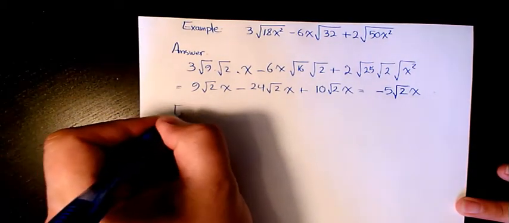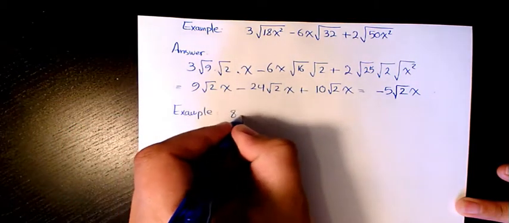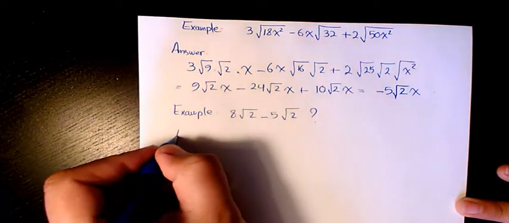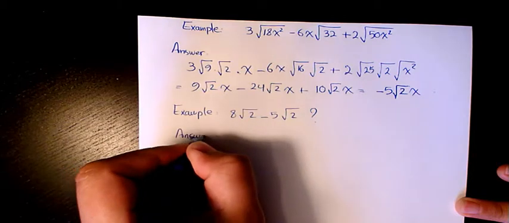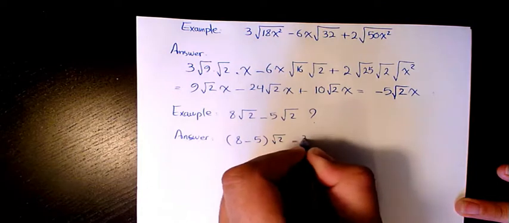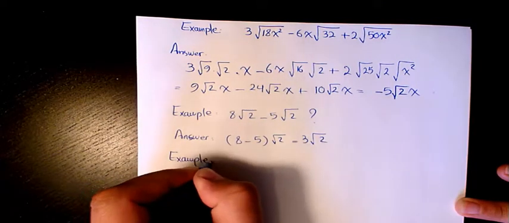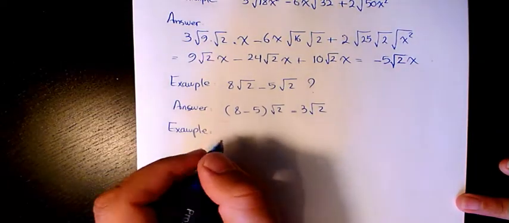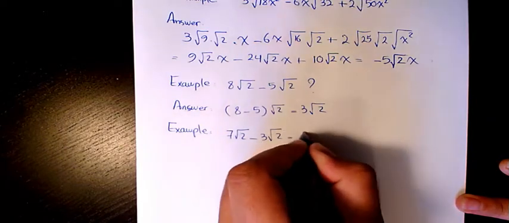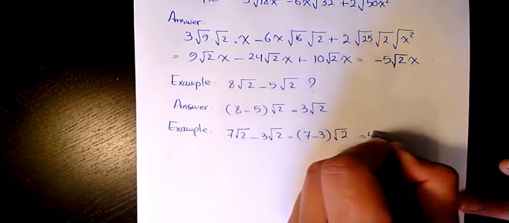Next example is 8 root 2 minus 5 root 2. The answer is 8 minus 5 root 2, which is going to be 3 root 2. Next example, 7 root 2 minus 3 root 2, so it's going to be 7 minus 3 root 2. It's going to be 4 root 2.